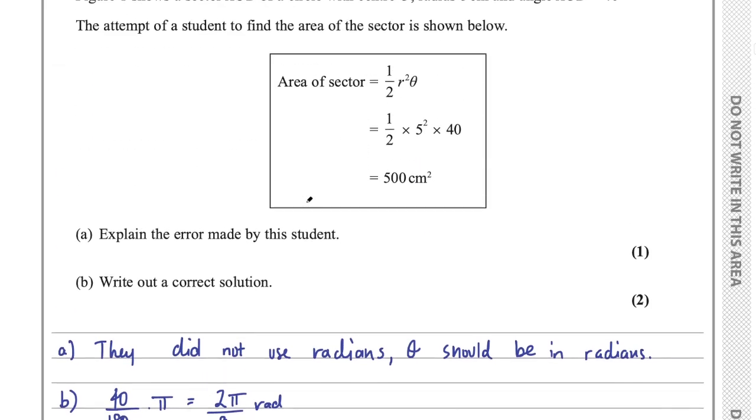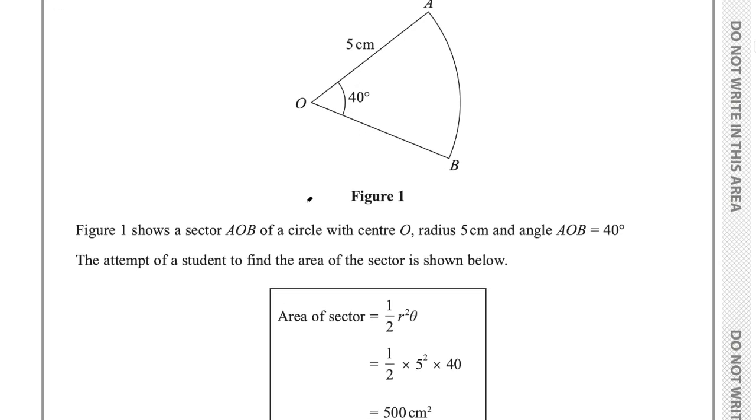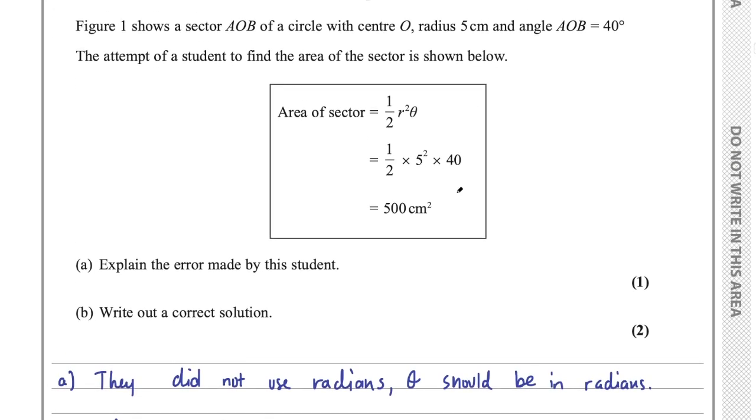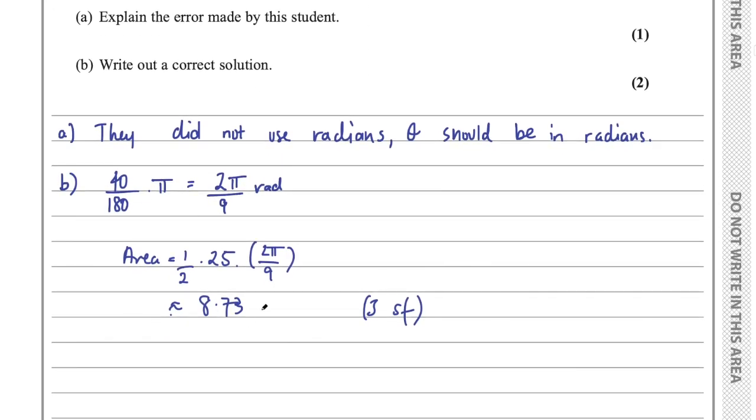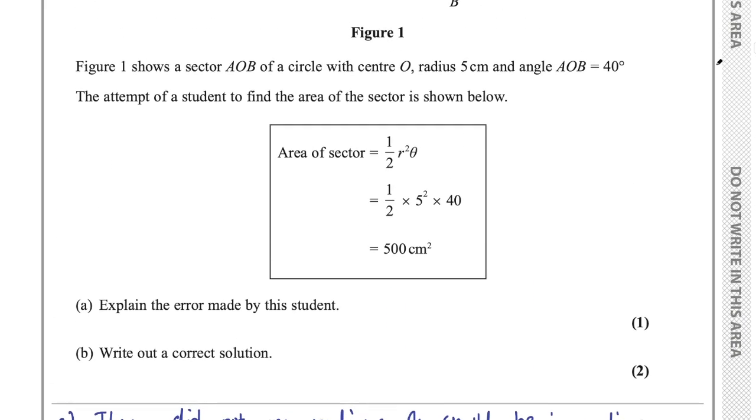And what was the units? We were talking about centimeters. So the area of the sector will be 8.73 centimeters squared for a final answer there. And that was question 3 for 3 marks.